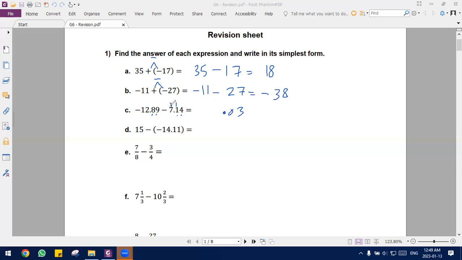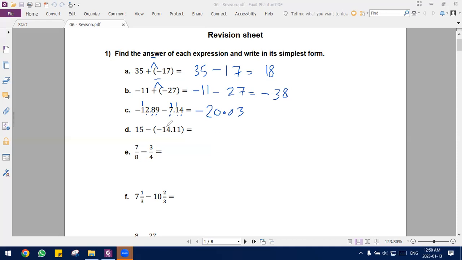Now we have 8 plus 2 is 10. 0, we carry 1 up. Here, 1 and 1 is 2. So 20.03. But then, as we said, the last step, we need to take the sign of the bigger value. So here, which one is bigger? We have 12.89. The sign of it is negative, so minus 20.03.